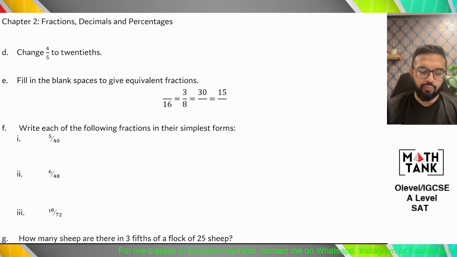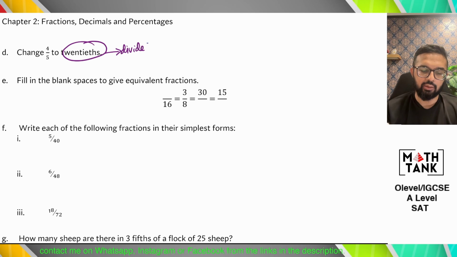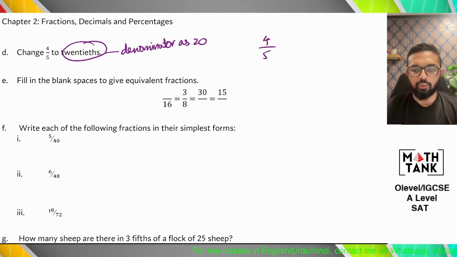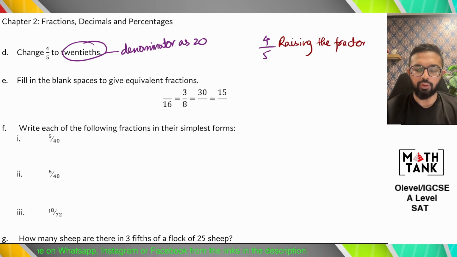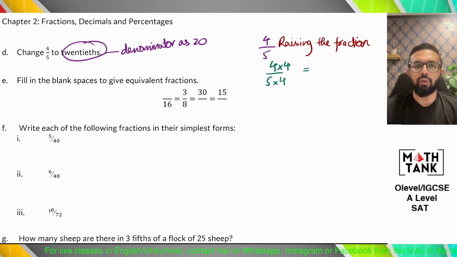Then it says change 4 over 5 to 20ths. When I say 20ths, what I'm asking you to do is make my denominator 20. Now, when you have equivalent fractions, one of the skills was to learn how to reduce or simplify or cancel down. This is what I call raising the fraction. What do you do in raising the fraction? Previously, you were dividing both the numerator and denominator. Now, you can also multiply the denominator, and if you multiply the denominator by a certain number, you need to keep the balance and multiply the numerator by the same thing. Why have I multiplied by 4? Because 5 into 4 is 20. So that gives me 16 over 20. That is an equivalent fraction.